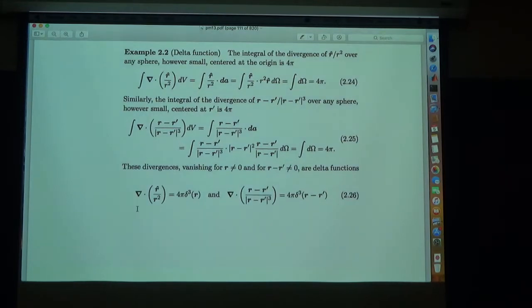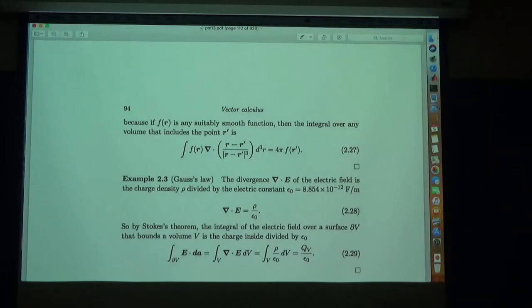And what the delta function is: suppose you were integrating over some volume, an arbitrary volume, a function f of r, and you multiplied it by the divergence of r minus r prime. Well, this would give us 4 pi, but the integral would contribute only at r vector equal to r prime. And so the function f of r will be evaluated at r prime, not all over the volume, just at r prime. And the magnitude would be 4 pi times f of r prime. So this is how a delta function works.